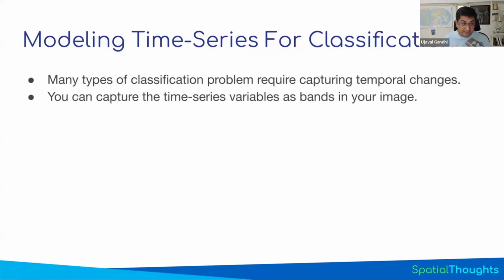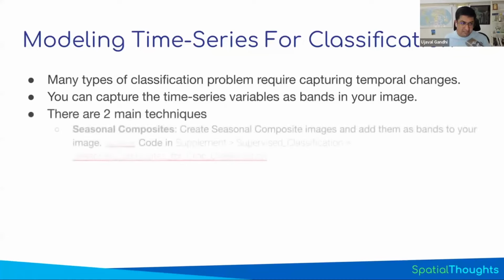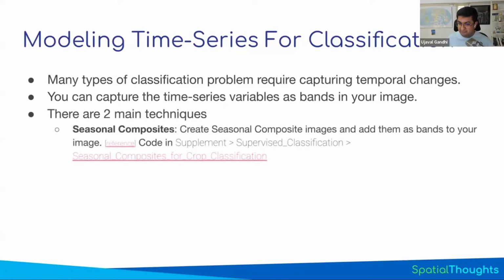So how do you capture the time series variable as bands in your image? If you convert your time series into bands, you'll be able to use them as an input to your classifier. Two main techniques. One is called seasonal composite. So instead of doing a yearly composite, you take one composite for each season: one for the growth season, one for the harvest season, one for the barren season, and so on. Whatever season makes sense for your crop that you're trying to classify. And then you use information from all of those composites as bands and use them in your classification.